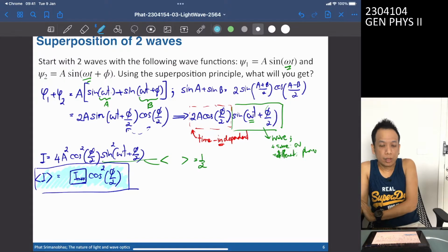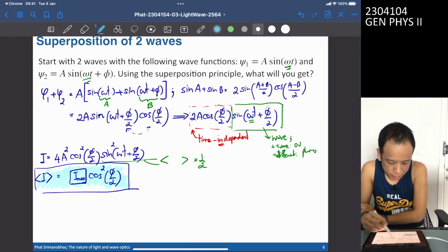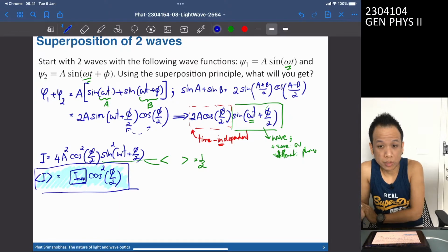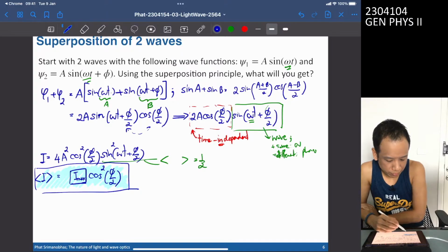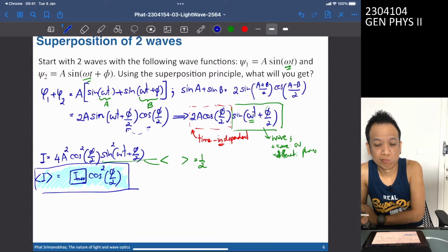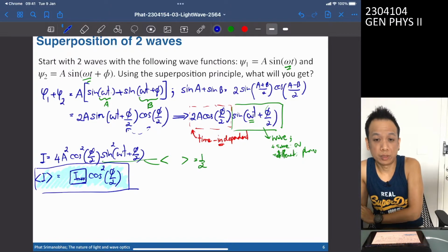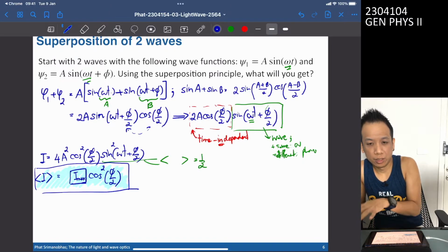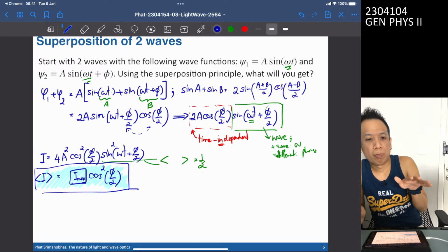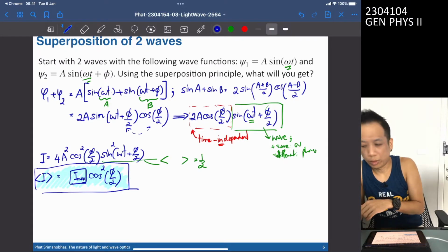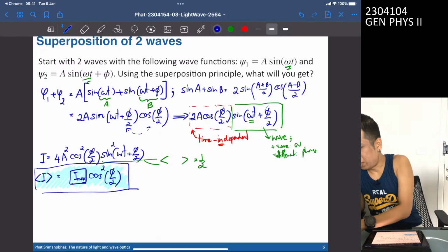Okay, and what you see is that the intensity does not depend on the position in the wave. It depends only on the phase difference, and that's it. And the phase difference comes from the source itself. So if you have two sources with a phase difference, that is a factor that controls the intensity. Okay, you will see the result of this later.